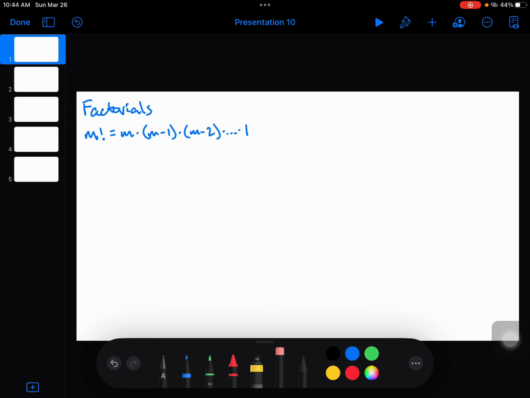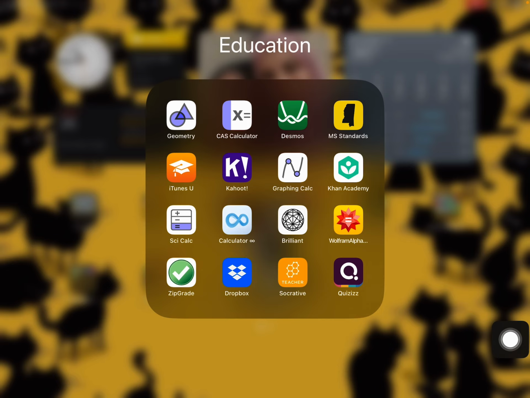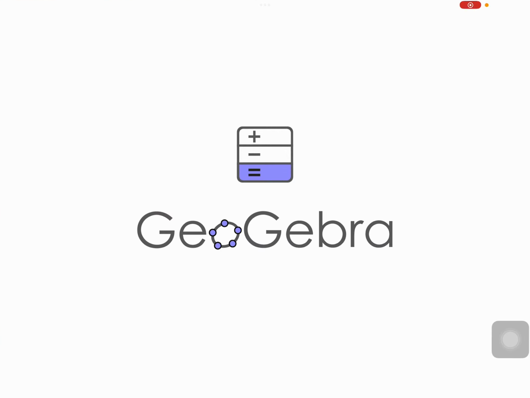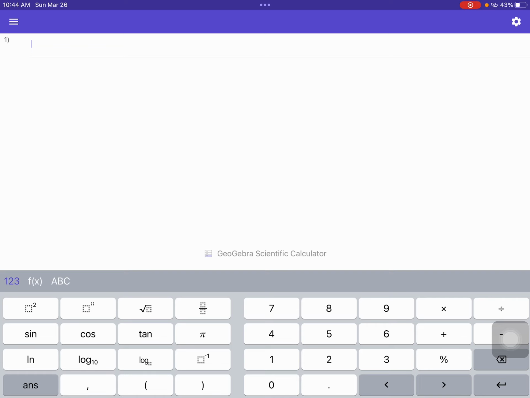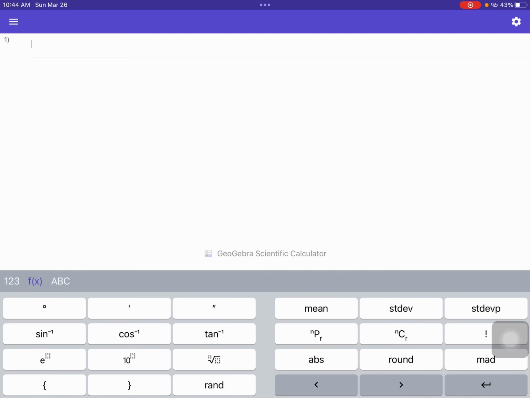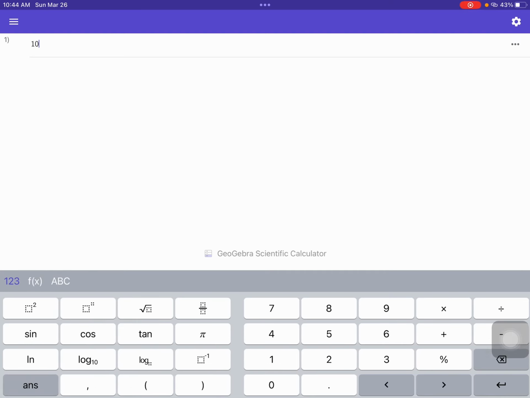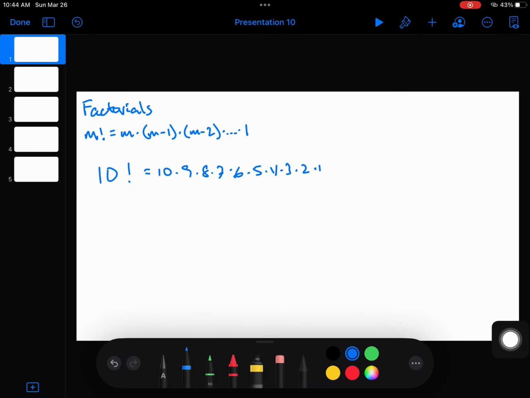Say you had a bunch of books, and you want to figure out how many ways there are to arrange those books on a shelf. Say you've got 10 books. How many different ways can I put those 10 books on a shelf? Well, it's 10 factorial, which is 10 times 9 times 8 times 7 times 6 times 5 times 4 times 3 times 2 times 1. Most calculators, or I should say some calculators, will have a factorial function. 10 factorial is 3,628,800 possible ways to arrange 10 books on a shelf.